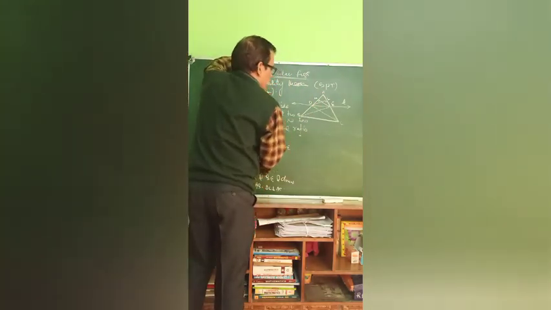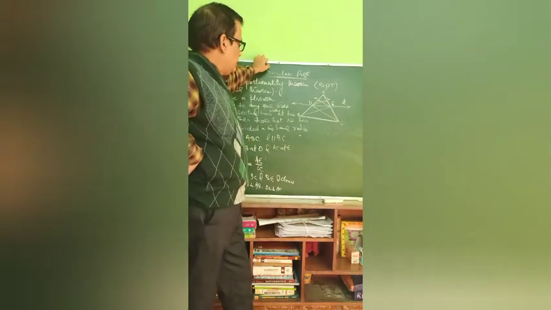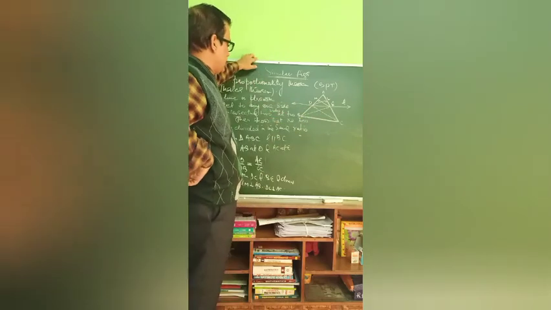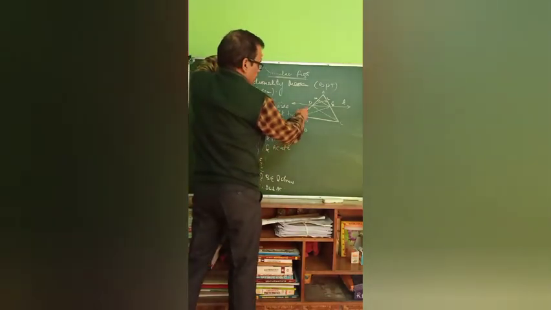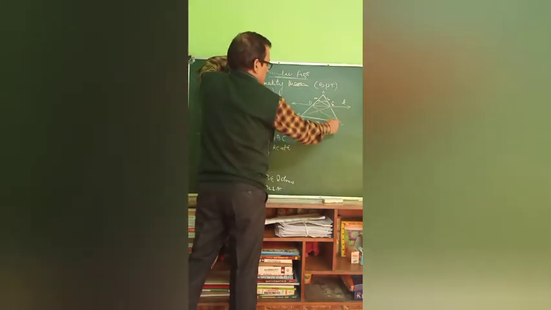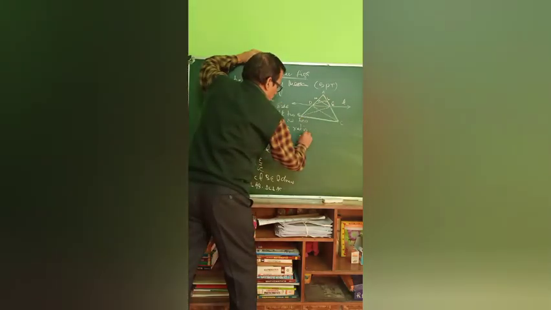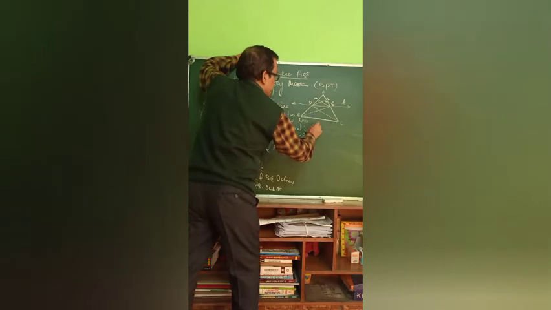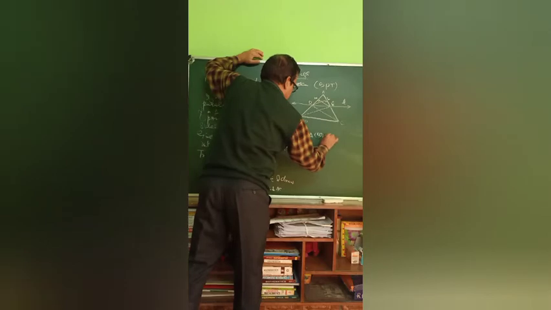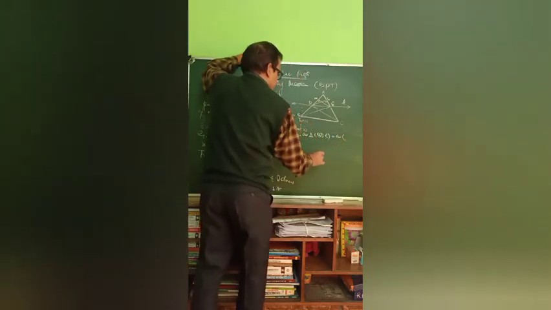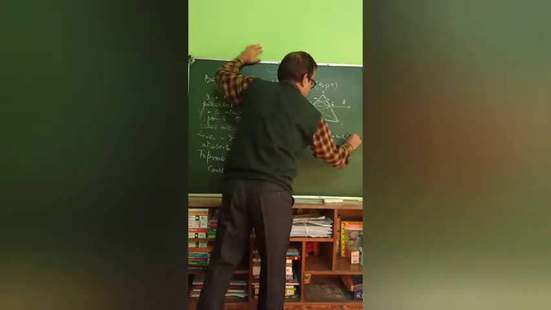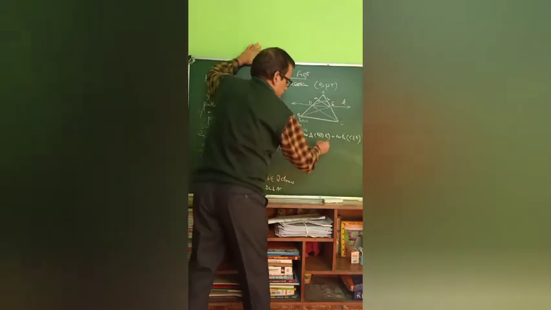Therefore, last year in class 9th we have done that triangles lying on the same base and between the same parallels have equal areas. Therefore, two triangles BDE and CED are on the same base DE and between the same parallels BC. Therefore, area of triangle BDE is equal to area of triangle CED, by the theorem.